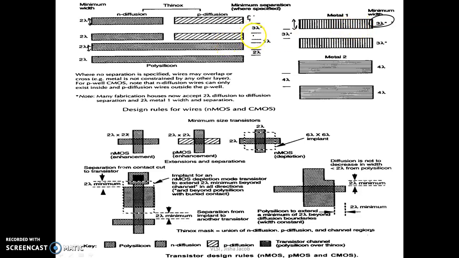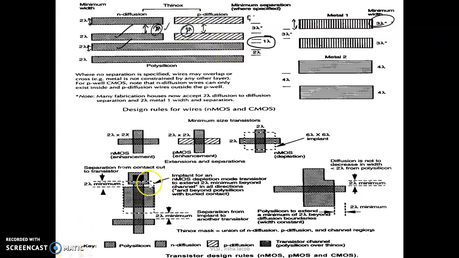Now the distance between two parallel lines, that is if you have a polysilicon and an N diffusion running parallel to each other, the minimum distance between them is 1 lambda, or you can put in 2 lambda to be safe. The minimum distance between two N diffusion layers is 2 lambda itself. And the minimum distance between two P diffusion layers is 2 lambda itself.